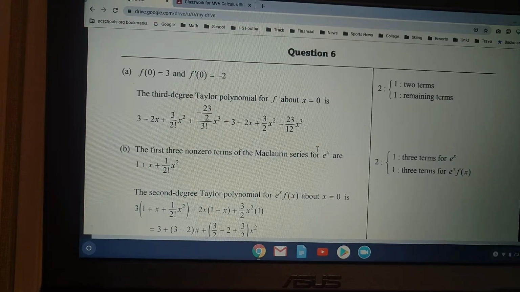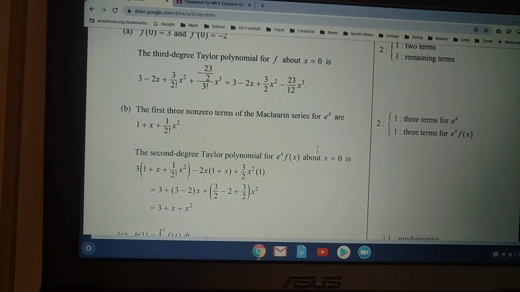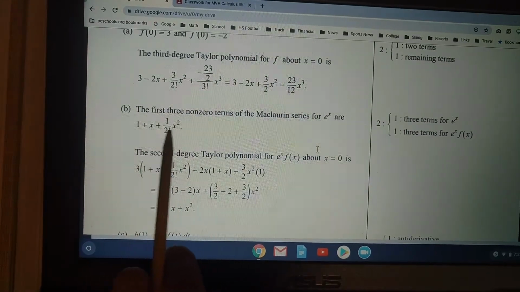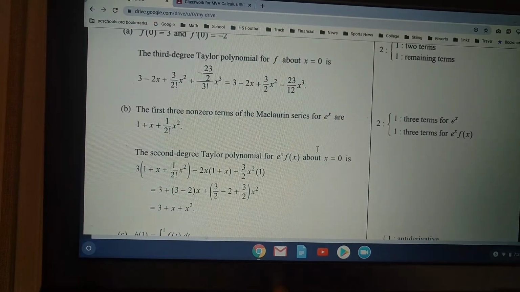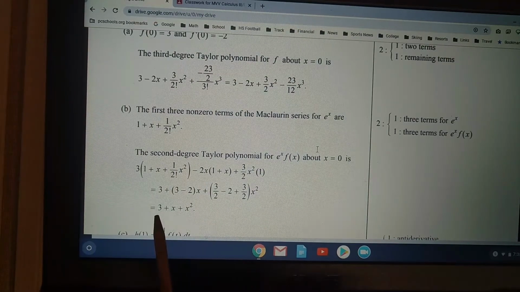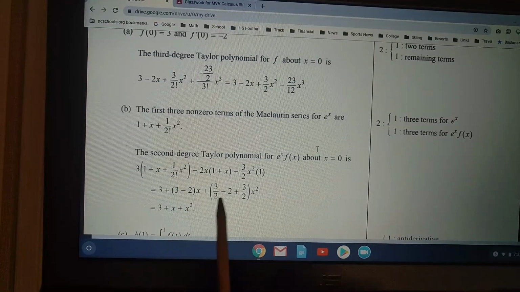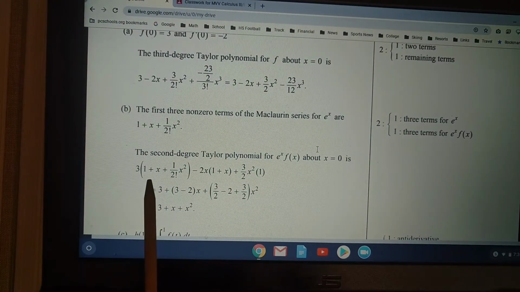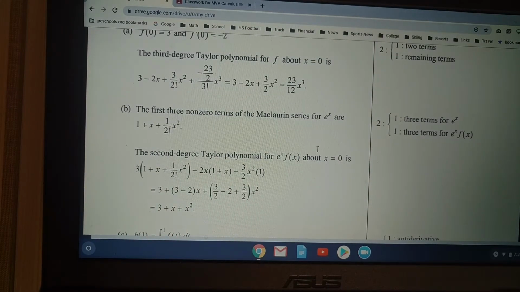Okay, part B. So you get 1 point if you have 3 terms for e to the x. If you look at your e to the x, here it is, right here. If you got 3 terms of that written out, you get a point. If you have 3 terms of e to the x times f of x, that's right here. You could have left it like this. That would still be acceptable. You could have actually left it like this. That gets you your second point.